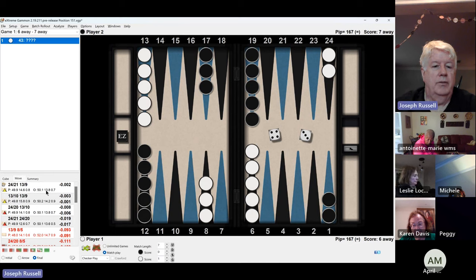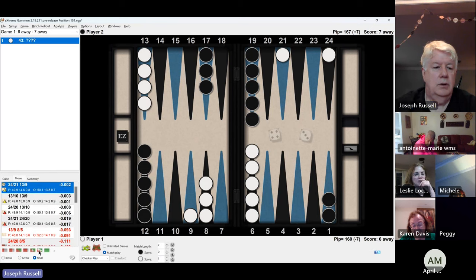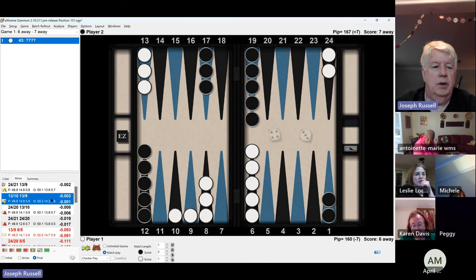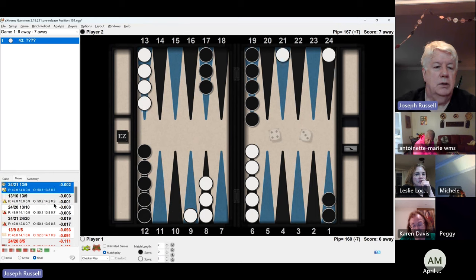When we're leading 1-0, it becomes pretty much a wash over which play to make. You can do this, or you can do this. Either play is pretty much a wash, 0.0001. So you could do whatever you wish.